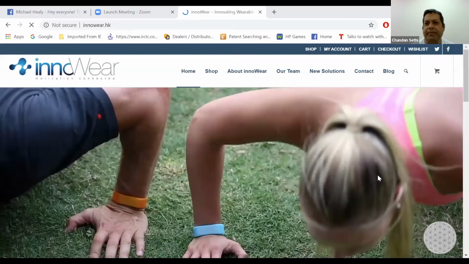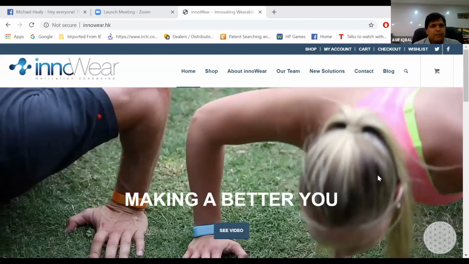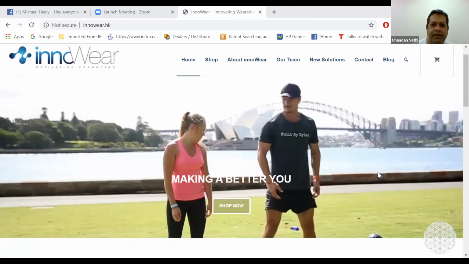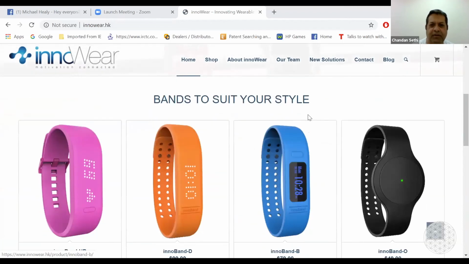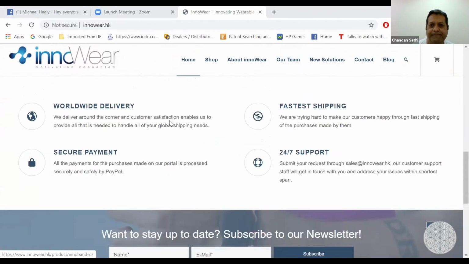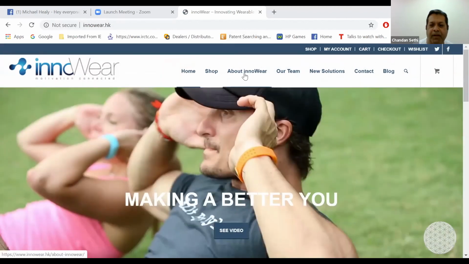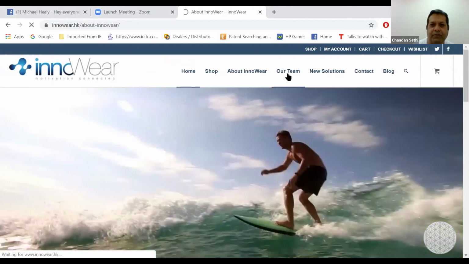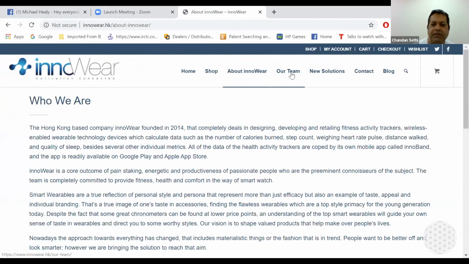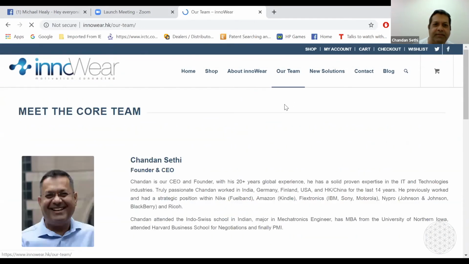So this is our parent company, Innoware. That's what we do. So these are the 4 products which are already designed and manufactured. The left one is the InnoBand HR, which I just showed to you. And this is what we started in 2014. I got some design awards, and then this is our team.